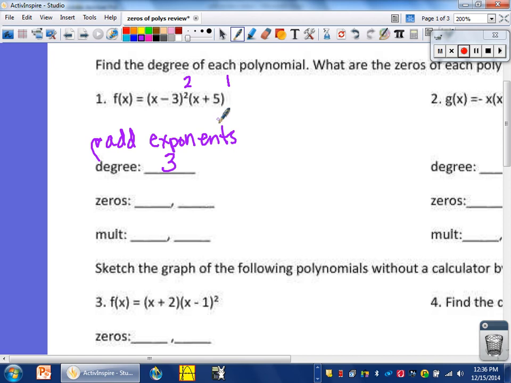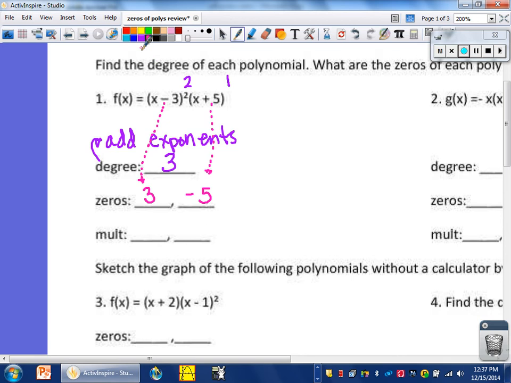Okay, if it's not already factored, if it's in standard form, you just take the highest exponent, the highest power. So this has a power of 2. 2 plus 1 is 3. Okay, the zeros of your polynomial come from your factors. So what number minus 3 equals 0? That would be positive 3. And what number plus 5 equals 0? That would be negative 5. So your zeros or your roots are always opposite of your factors.